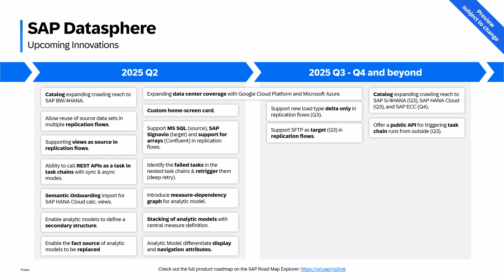Looking into Q3, so also catalog crawling expansion is planned there for S/4HANA as well as for HANA Cloud, and later in the year then ECC is on our roadmap. On the data integration side, we want to support a new load type of Delta only for replication flows, so that you don't have to have an initial load first when using Delta functionalities, but that you can have a certain point in time from where on you want to have deltas only being transferred from a certain connection.